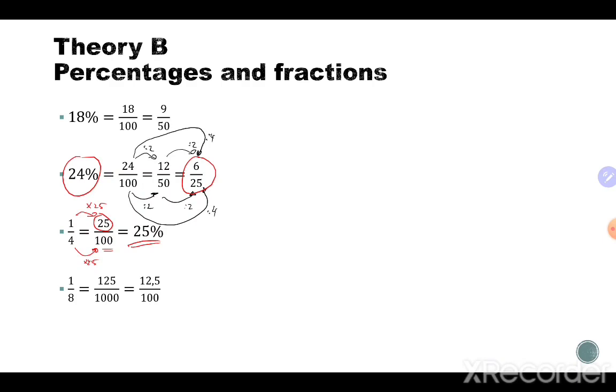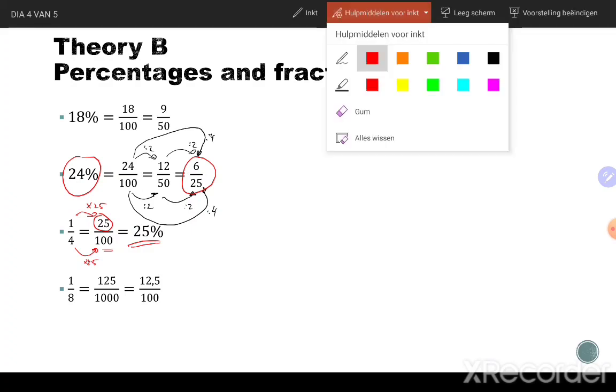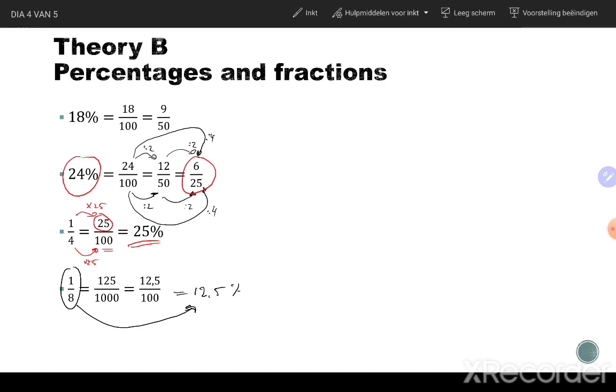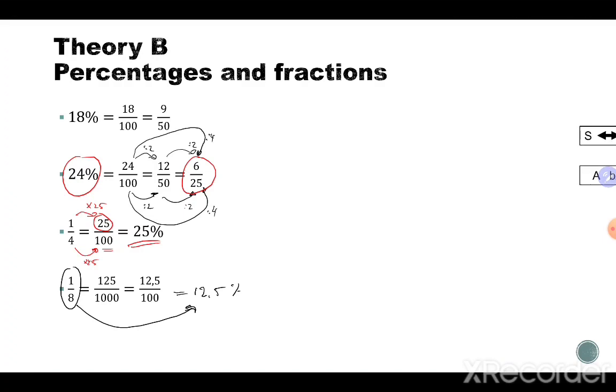Yeah, but we never show in a fraction a decimal number. So that's not allowed. But now we can say that the answer is 12.5%. Yeah, so 1 over 8 is exactly the same as 12.5%. Got it? All right.